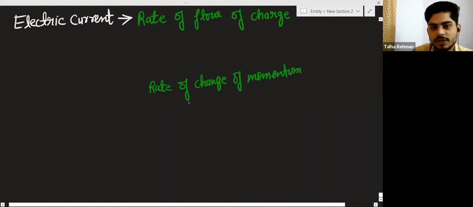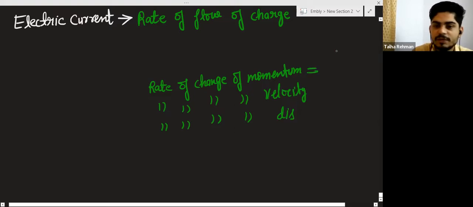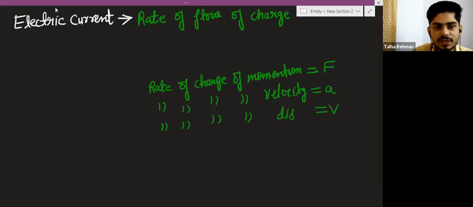I am talking about the linear momentum. Rate of change of velocity. Rate of change of displacement. So these are the terms we have seen. Rate of change of linear momentum is equal to the force applied. Rate of change of velocity is equal to the acceleration. Rate of change of displacement is equal to velocity. So we have seen these kinds of things.